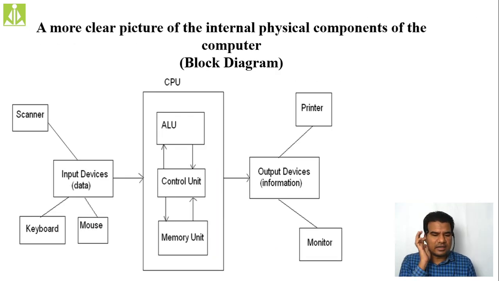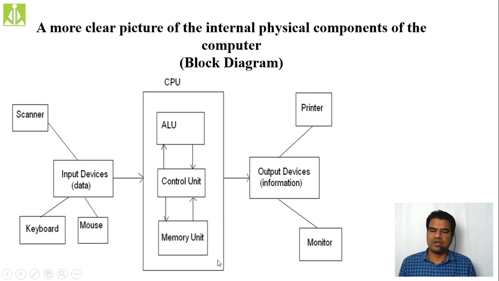This is a clearer picture of your block diagram, we can say. Just now I gave the three blocks, but over here whatever inputs and outputs I am mentioning, I am also representing inside the diagram itself. As you can see here, input devices are giving the data, basically the raw data, the bulk data. With the help of keyboards, mouse and scanners, you can give the input to the computer.